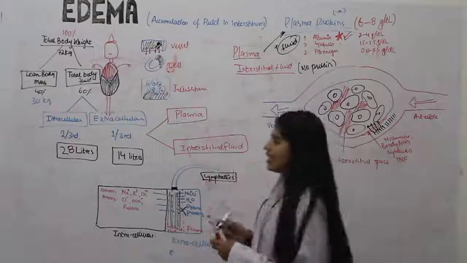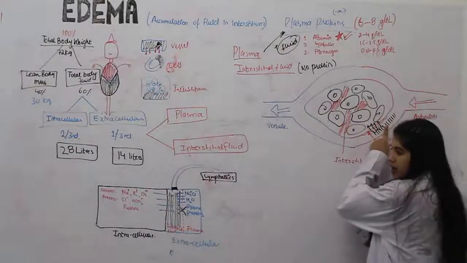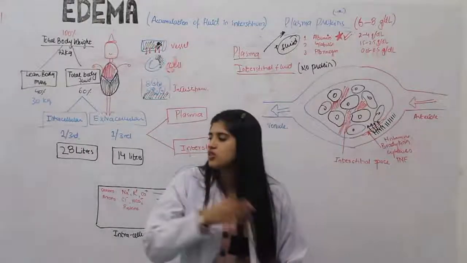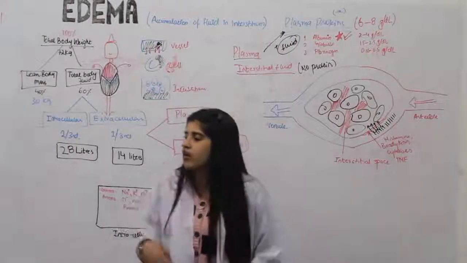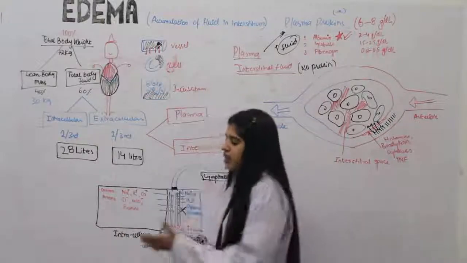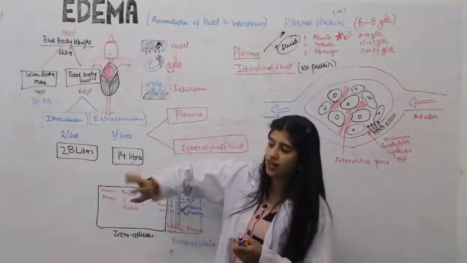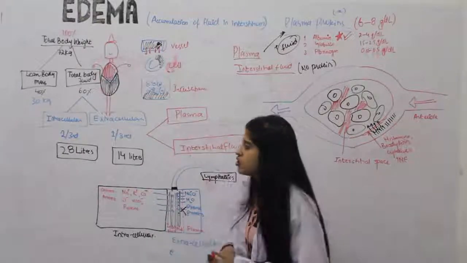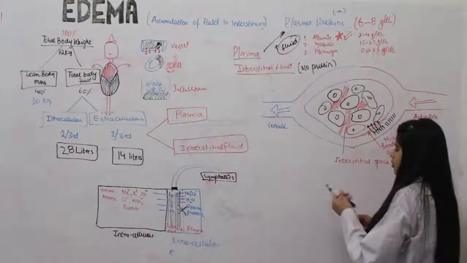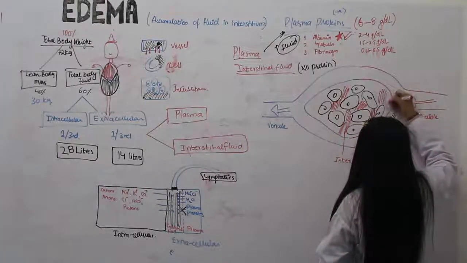This is exactly the plasma. For example, this was the plasma. If it goes into the interstitium, it could be called plasma. Why are we saying that this is not the plasma but the interstitial fluid? We are calling it interstitial fluid because it doesn't have the proteins. Only fluid will pass, and proteins will stay inside the vessel, inside the capillary. So this would be the interstitial fluid.